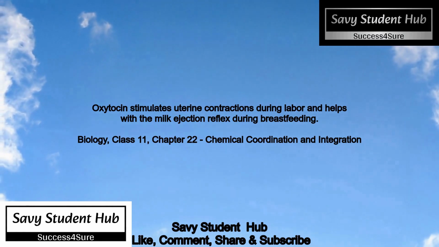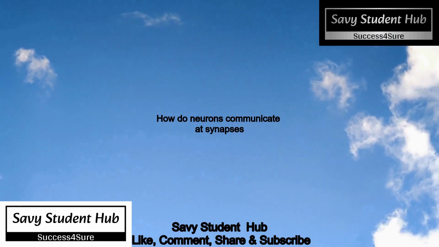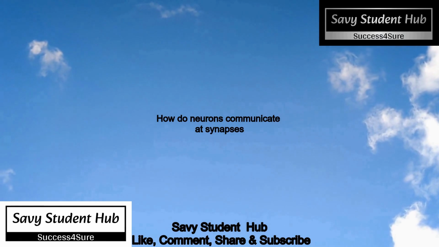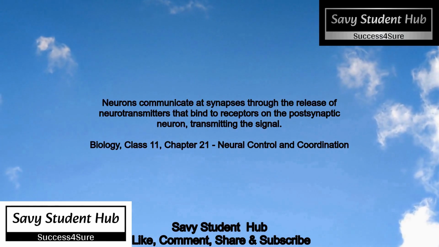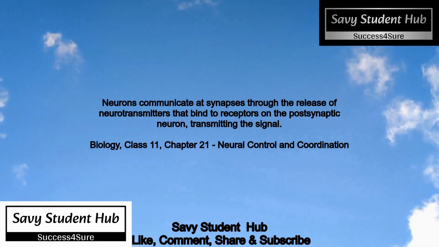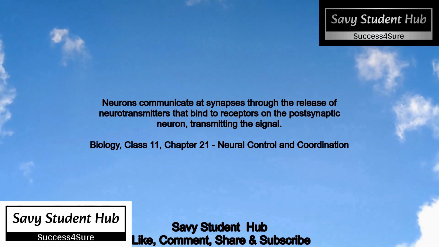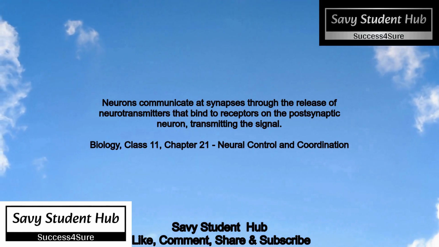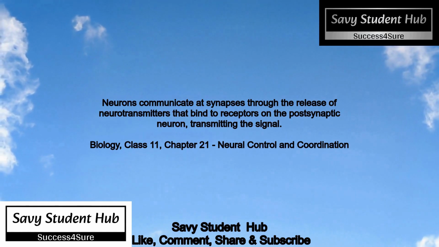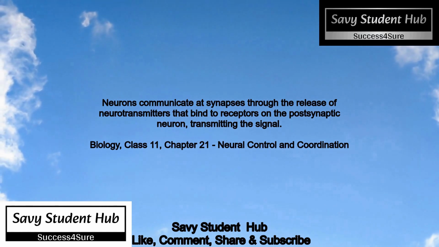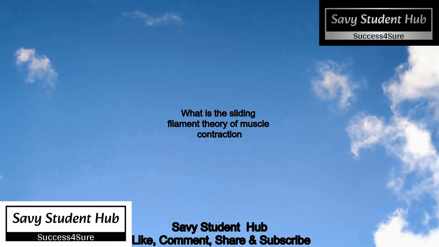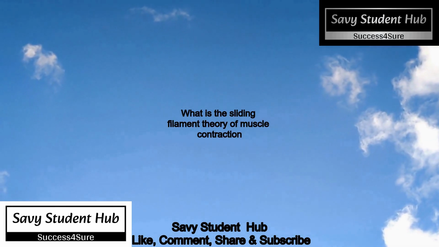How do neurons communicate at synapses? Neurons communicate at synapses through the release of neurotransmitters that bind to receptors on the postsynaptic neuron, transmitting the signal.